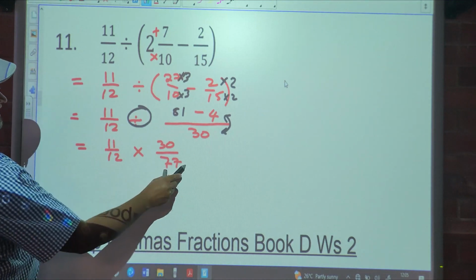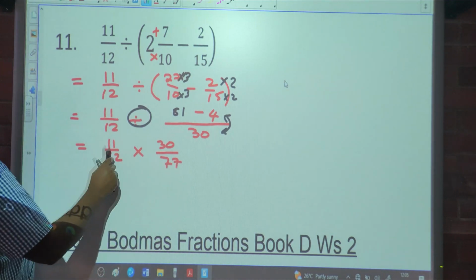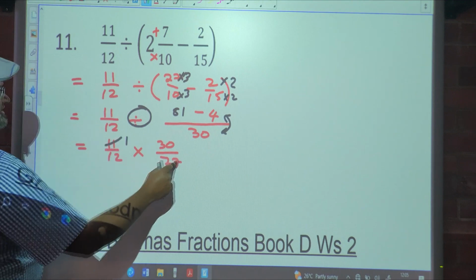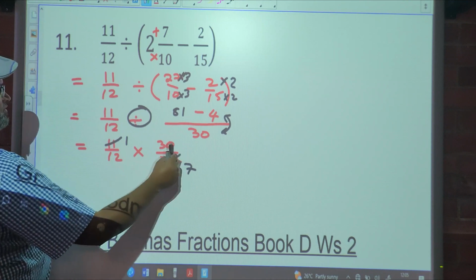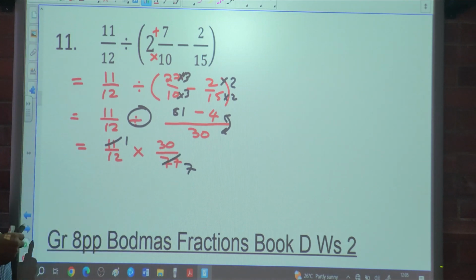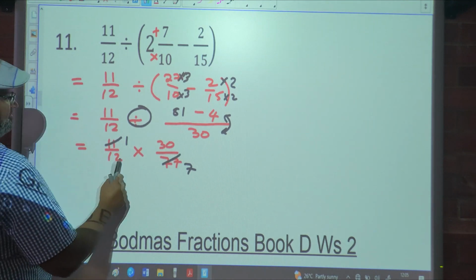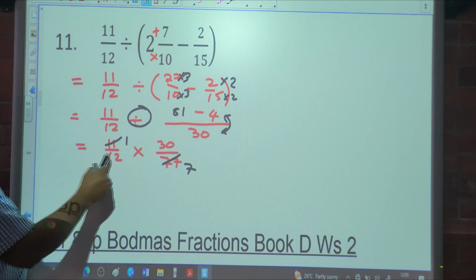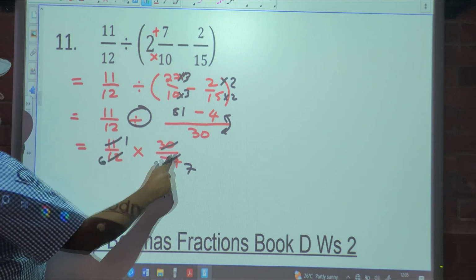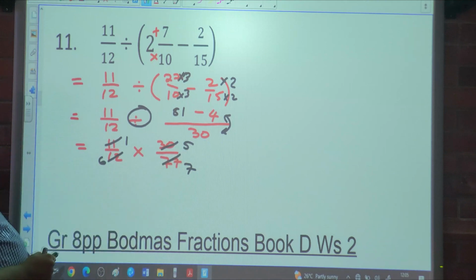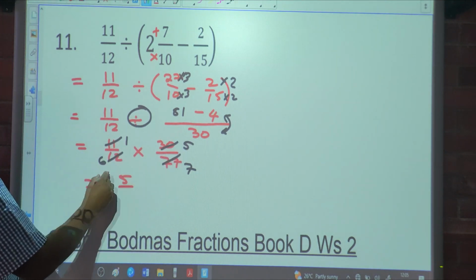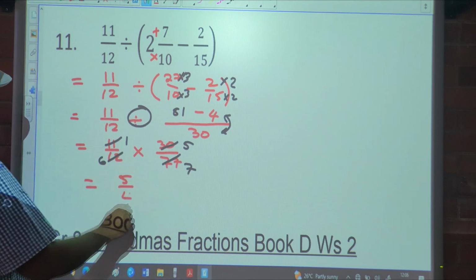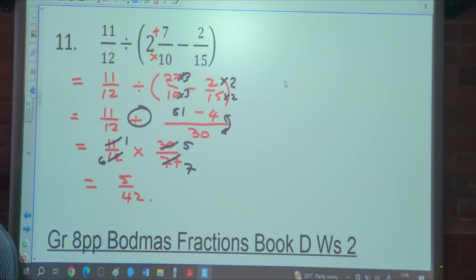Is there any number that can go into 11 and into 77 without remainder? Yes. 11 goes into 11 once, 11 goes into 77 seven times. Any number that goes into 12 and 30 without remainder? 6. So 1 multiplied by 5 is 5. 6 multiplied by 7 is 42. So that answer is 5 over 42.